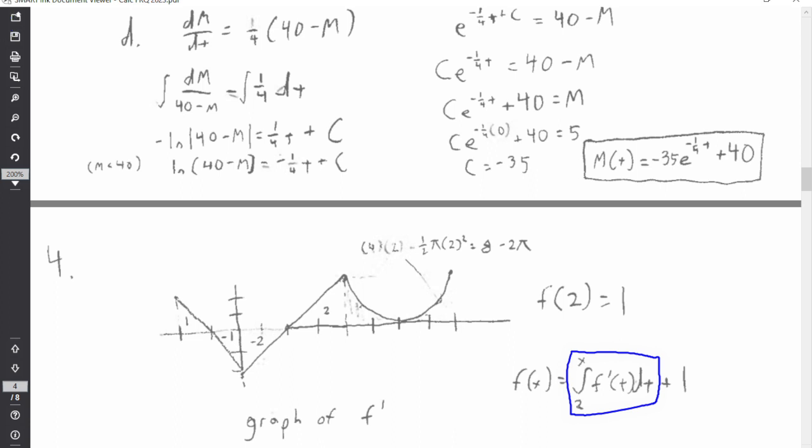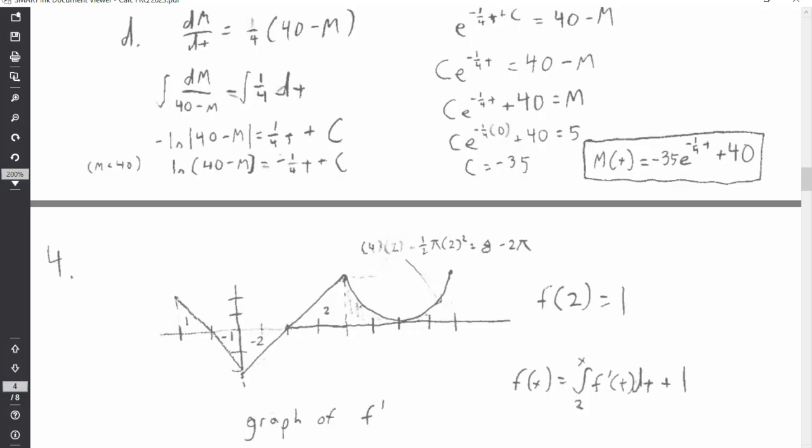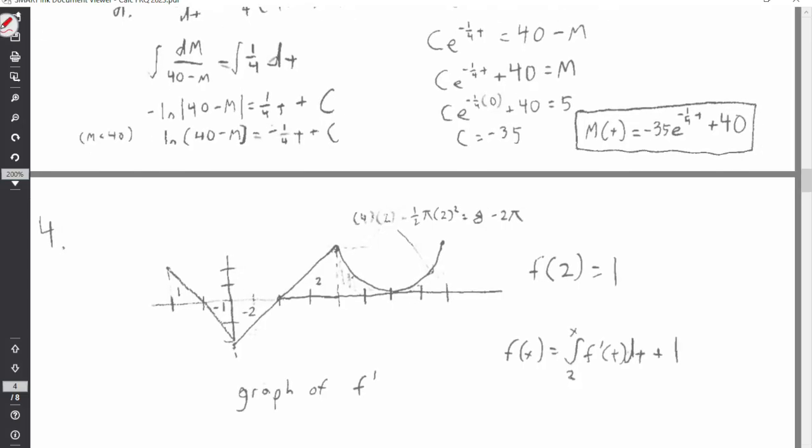So that's going to come in handy when we move down to part D and start talking about maxes and mins. But let's back up and talk about part A. Part A asks about a relative maximum, relative minimum, or neither at x equals 6. At 6, that's the bottom of the semicircle there. The derivative is 0, which is a great start. But remember that in order for it to have a max or min, the derivative needs to change sign. It either needs to go from positive to negative, or from negative to positive.